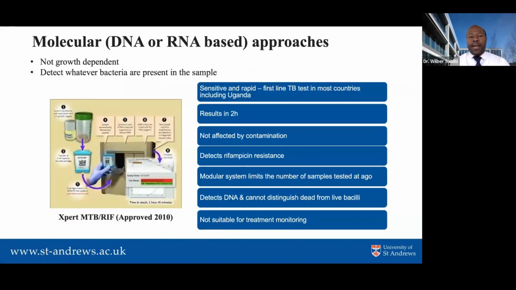The molecular methods, in this I would single out the GeneXpert technology, which is now the widely used technique. So for some countries, already in many parts of Africa and parts of Asia, it's now the first line diagnostic for tuberculosis. It's more sensitive and it's rapid. The results can be obtained in 2 hours. It's not affected by contamination because it's a PCR-based system, uses specific primers. It detects also rifampicin resistance, which has been an advantage for the system because now there's more rifampicin resistance that is detected across the world.